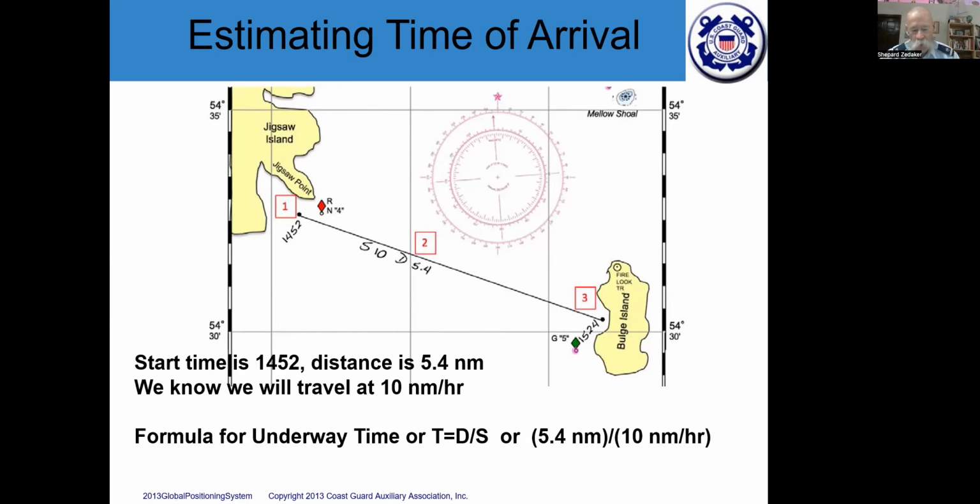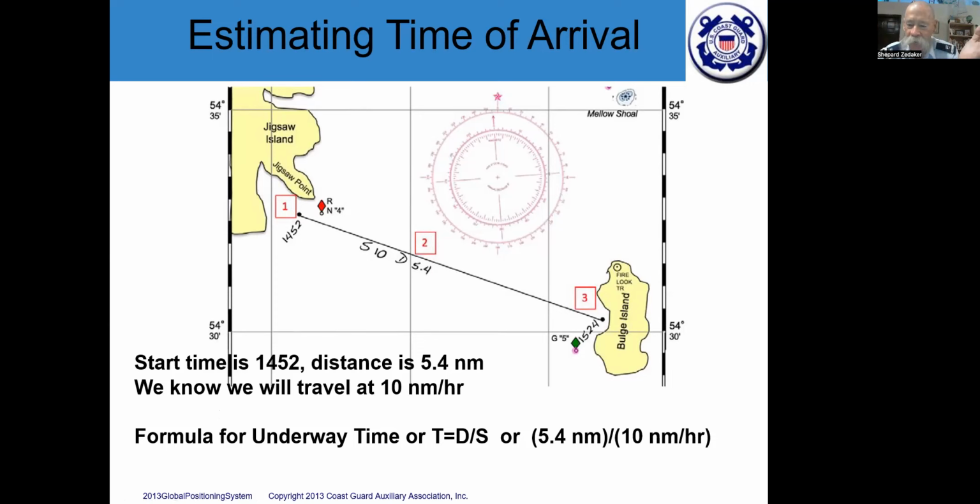Okay, so here's what we know. We're going to start at 14:52. That's 2:52 p.m. for those who are not used to military time. And we know we're going to travel 5.4 nautical miles. And we also know that we're going to travel at 10 nautical miles per hour. So in the olden days, we did something called factor labeling, and we canceled out the factors, or the units, if you will, to build the equation. You don't have to memorize any equations. You just have to think logically.